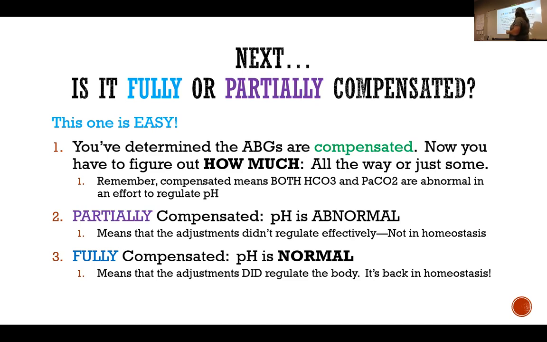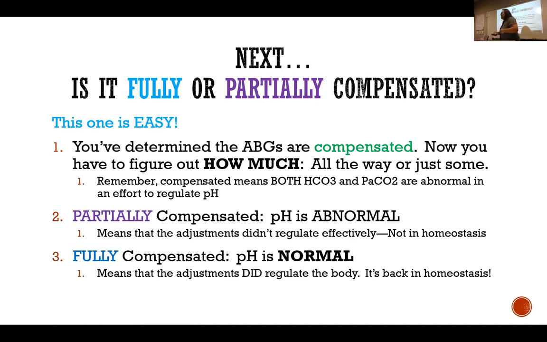Partially means that the pH is still abnormal. Probably better than it would have been if we didn't have both the bicarb and the PaCO2 working together to try to balance it. Fully compensated means that the pH is normal. So if the pH is normal and our bicarb and our PaCO2 are abnormal, that's an example of fully.